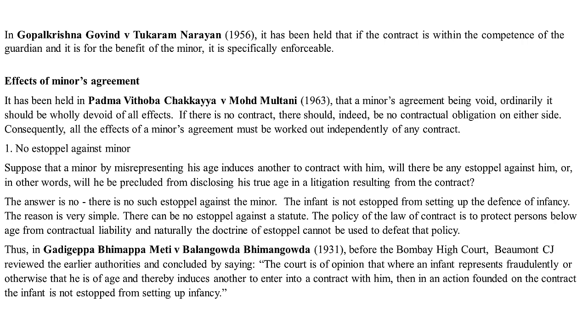Thus, in Gadigappa Bhimappa Meti versus Balangoda Bhimagoda, before the Bombay High Court, Chief Justice Bowman reviewed the earlier authorities and concluded by saying that the court is of opinion that where an infant represents fraudulently or otherwise that he is of age and thereby induces another to enter into a contract with him, then in an action founded on the contract, the infant is not stopped from setting up infancy.